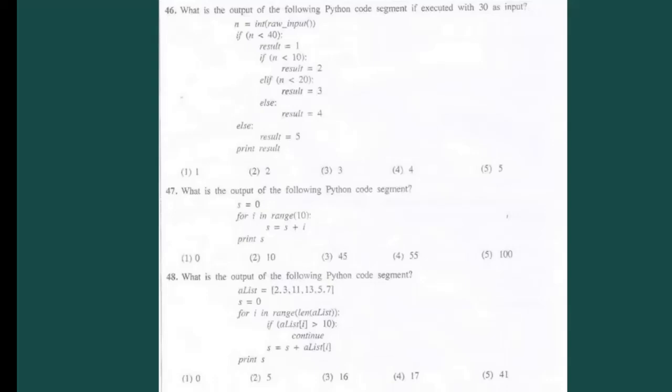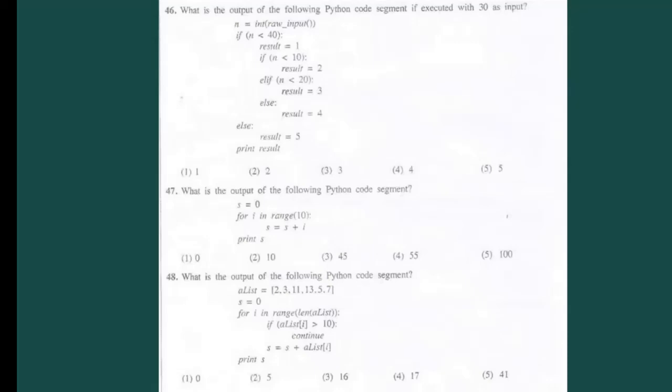If the given number n is 30, then the answer is 4. Initially result is assigned 1, but after that, it checks again. If less than 10, no, less than 20, no. 30 is not in the less than 10 or less than 20 list. Then the else part applies. Otherwise, result equals 4. That's the output, 4.